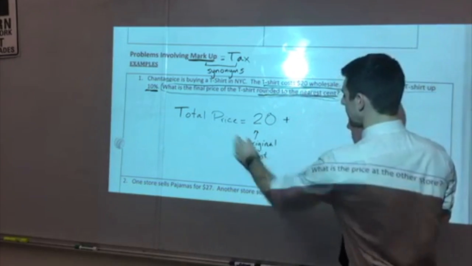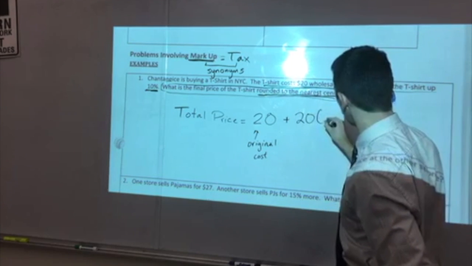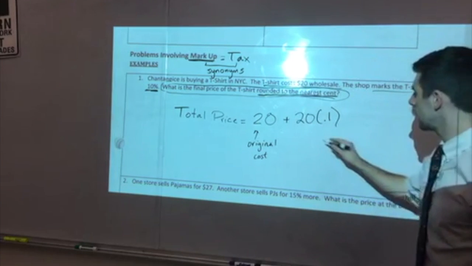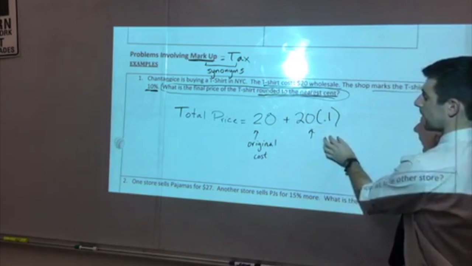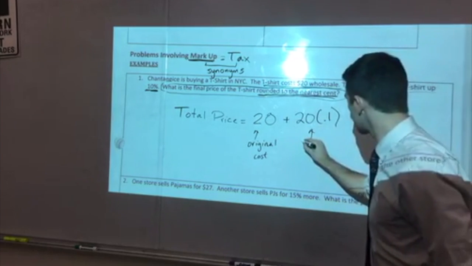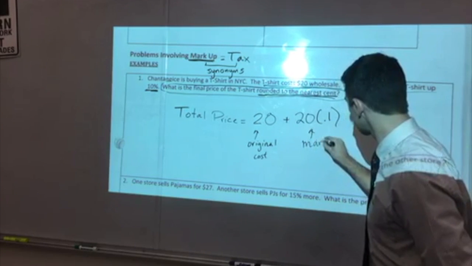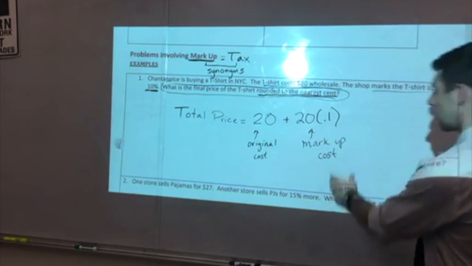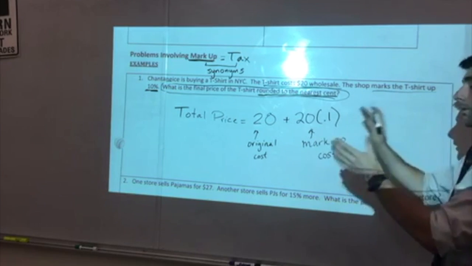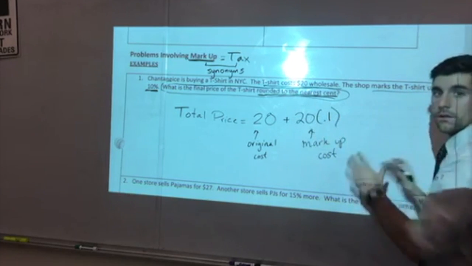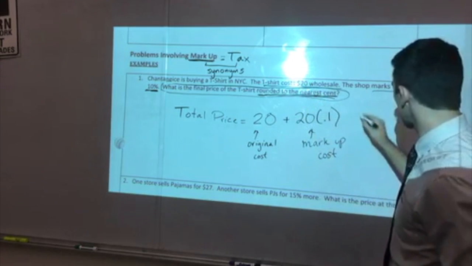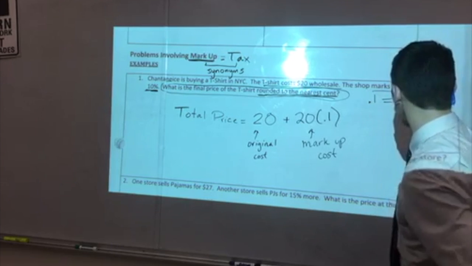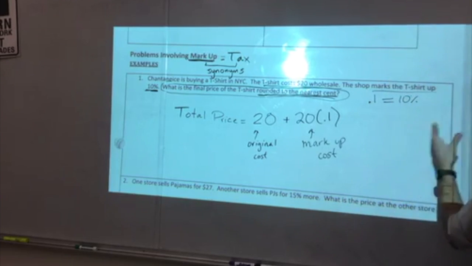Now, to figure out the total price, I'm going to multiply this original cost by 0.1. This term right here, this represents, I'll say markup. This is the cost of just the t-shirt being marked up. So whatever we get here, this represents the extra you're going to pay, the markup value. And I got that 0.1. This 0.1 is 10%, the exact same value.